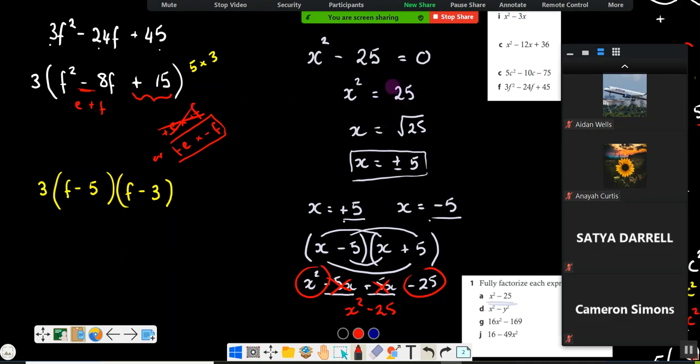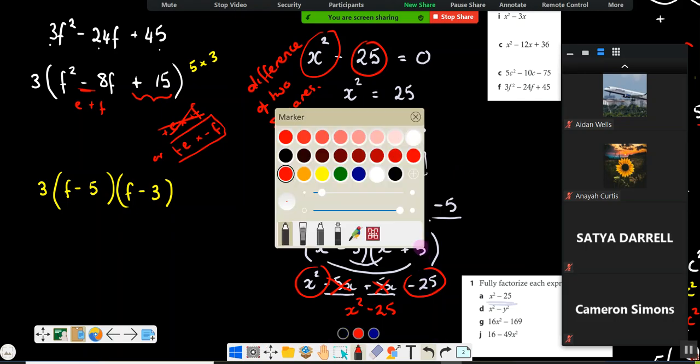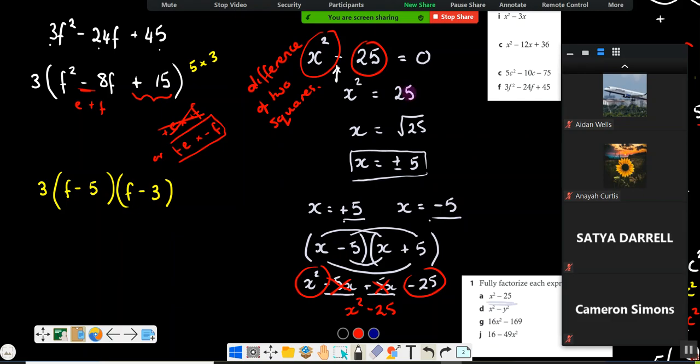This one is what we call the difference of two squares. Why is it the difference of two squares? x squared is a square number. 25 is a square number. And how do I find the difference of two numbers in maths? Subtract. There you go.